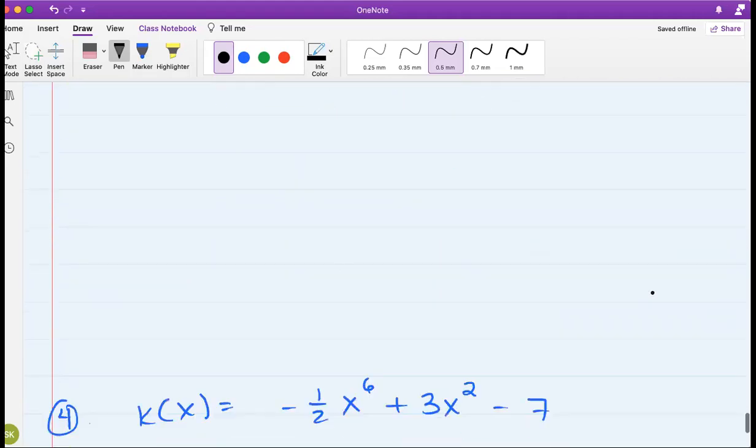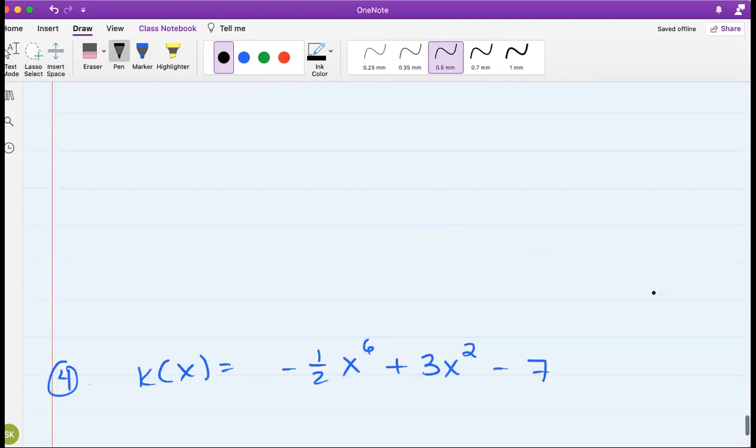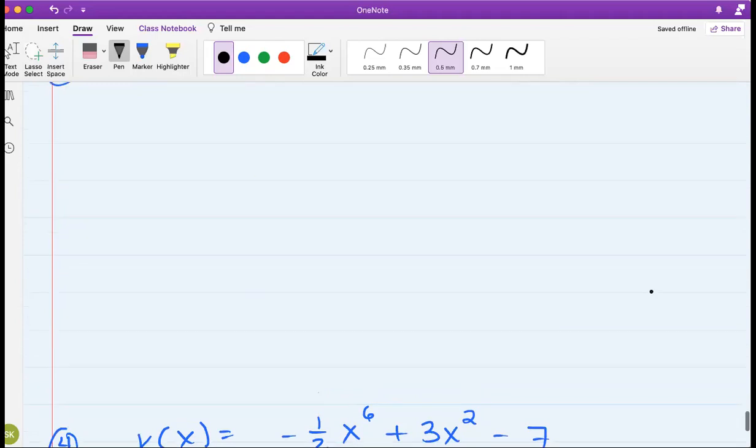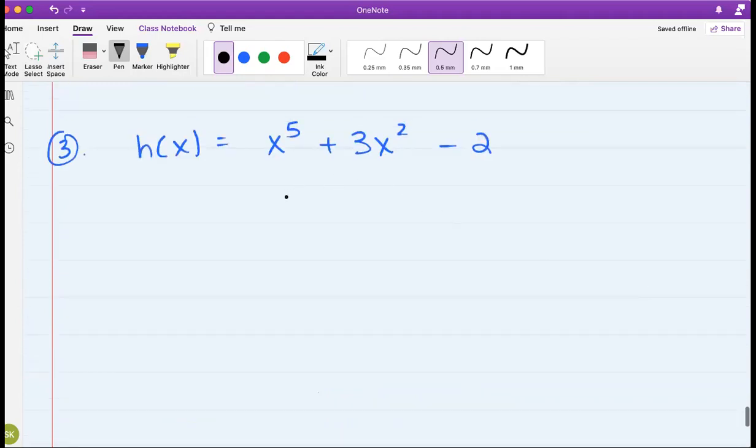I think I have one more. It looks like 2 more. Okay, 2 more. What are all the possible roots for this one? I think I want to try to make something a little more complicated. So I'm going to put a 10 in the front of this one. Okay, so h of x is 10x to the 5th plus 3x squared minus 2. What are all the potential roots?